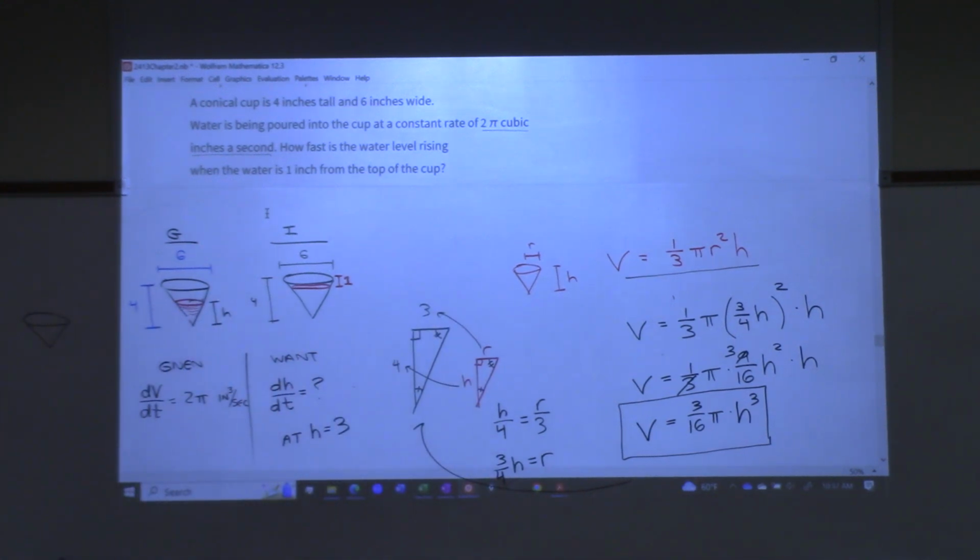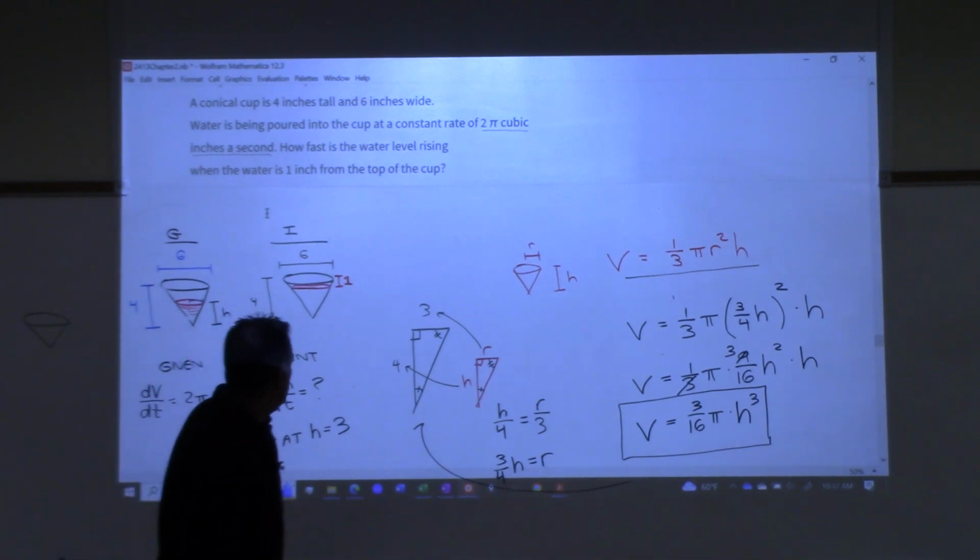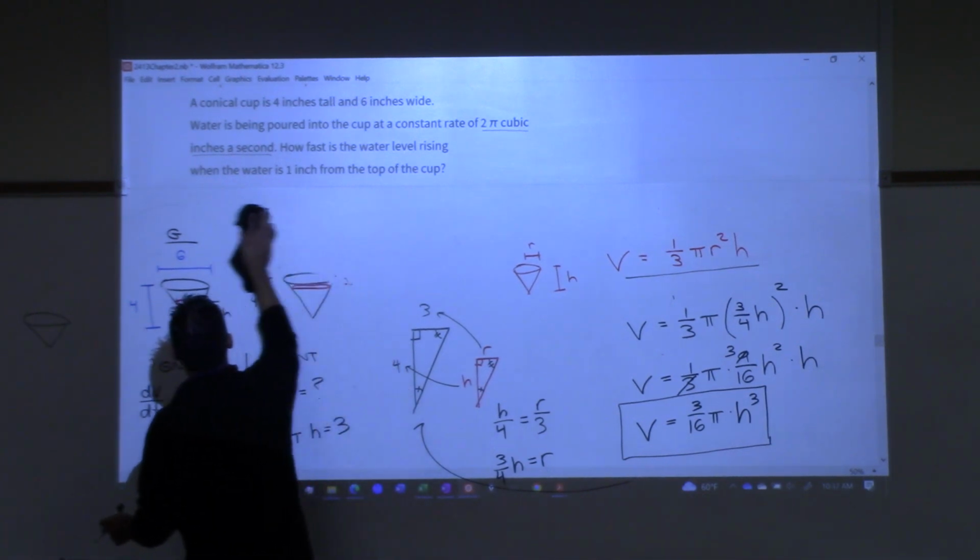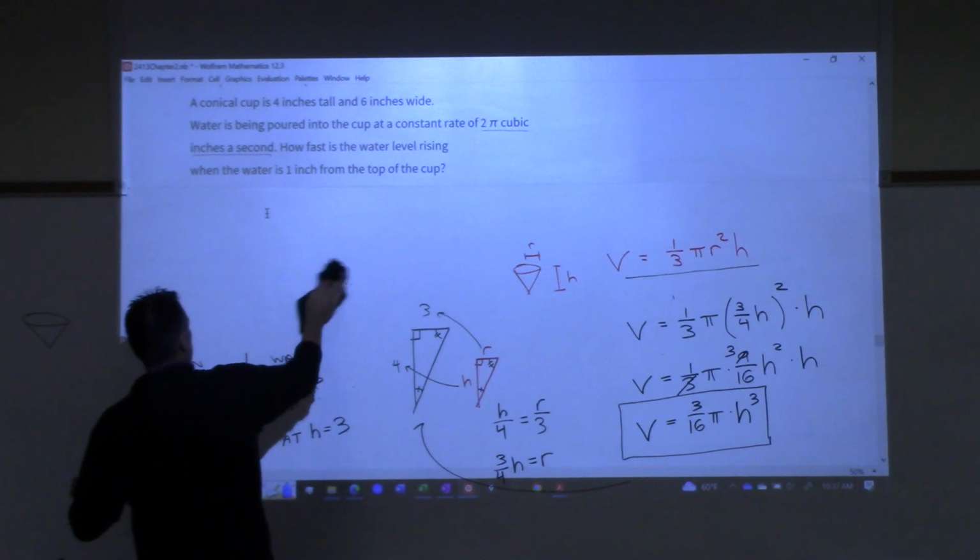Who has questions? We're almost out of time. Anyone have a question where I got any of that? Yeah, H, because you have that H on the outside there waiting to be multiplied. So now I can differentiate this, right? Let's do a quick derivative. I only have 2 minutes. Let's do a quick derivative here.